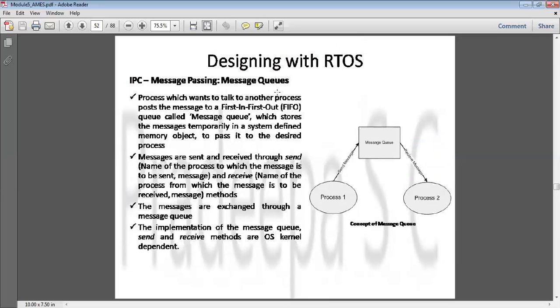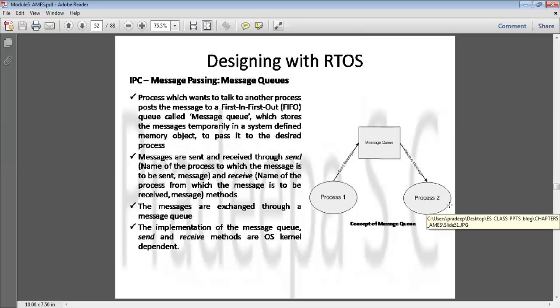One is called the message queue. Here there are two processes that want to communicate. How will they do it? They will send the messages in first in, first out order. In the message queue, the messages are dumped in the queue based on first in, first out. Whichever comes first is given the first priority, and that message will be passed to the other process.